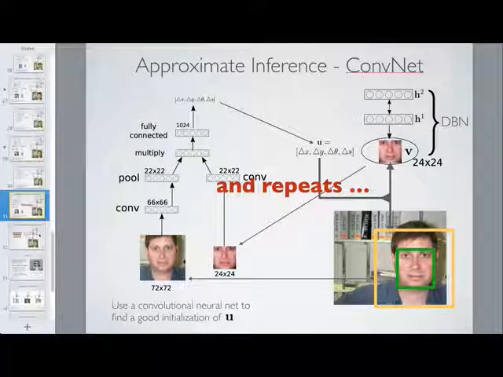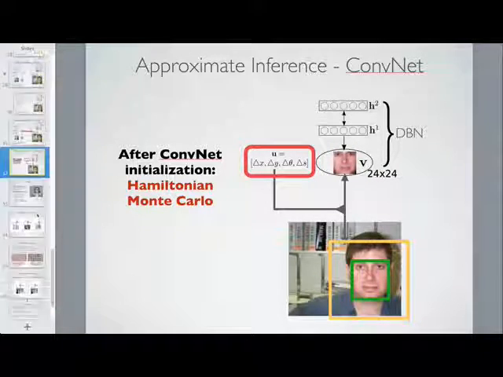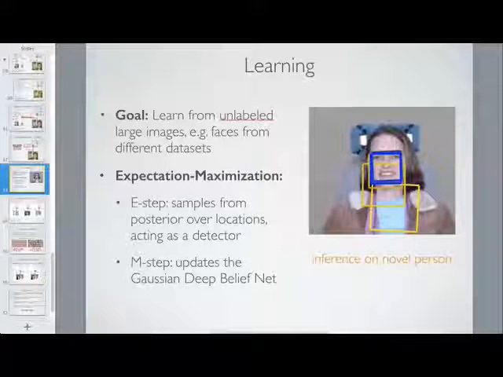So that's what's known as approximate inference. It's using a second network to do bottom up, whereas the generative model tends to be top down. Now, after that, we can then use hybrid Monte Carlo again to make fine adjustments.